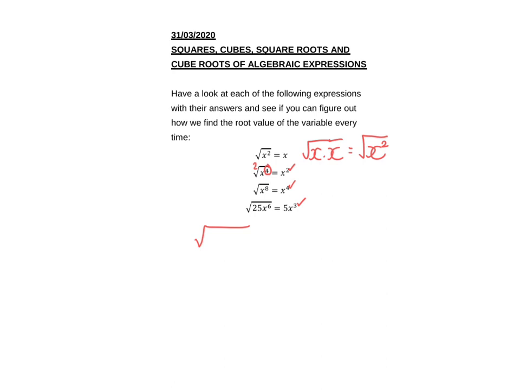If we have 36x to the power of, let's make it 10. Then, remember, square root of 36. What times what by itself gives you 36, and that would be 6. And then x to the power of 10, we square root by taking 10 and dividing it by 2. So it's x to the power of 10, that is divided by 2. So the final answer is 6x to the power of 5. Great.